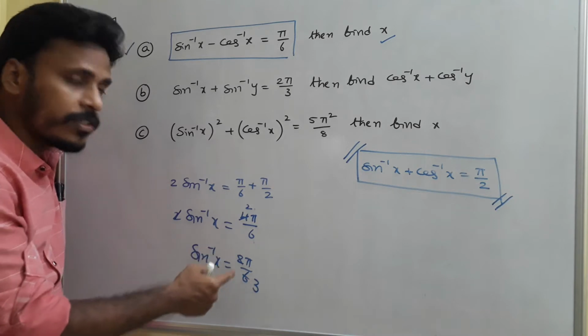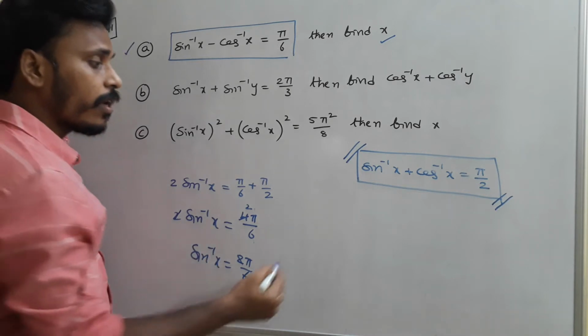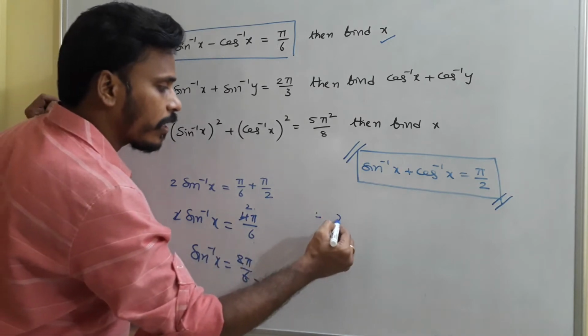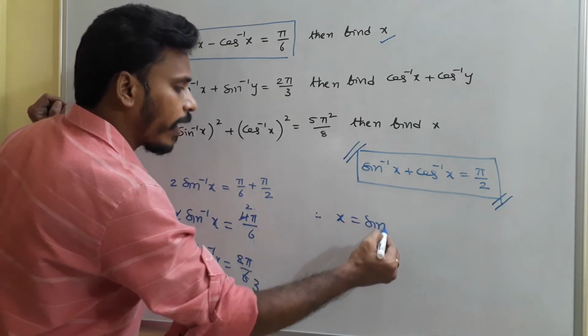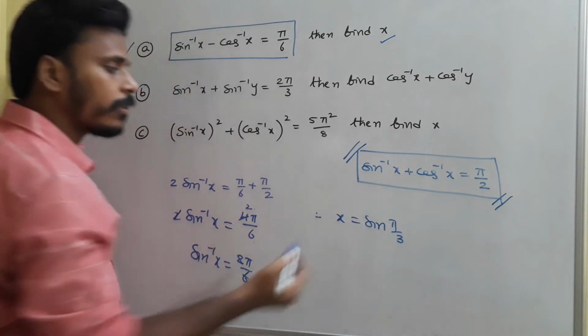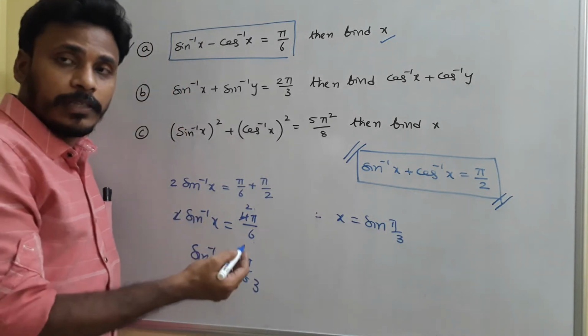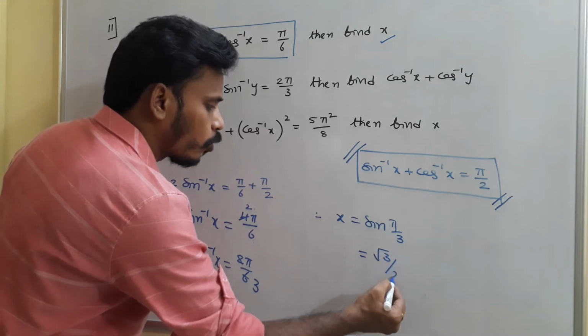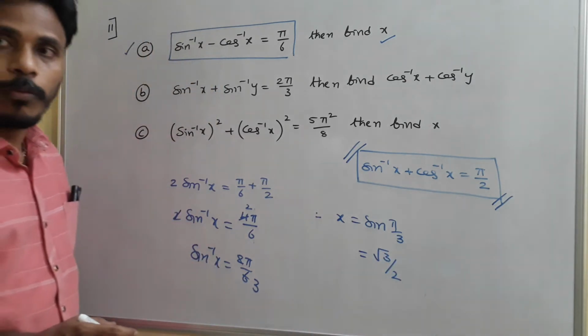Pi by 3 is in the range of sin inverse x. So since pi by 3 is in the range of sin inverse x, we can rewrite x as sin pi by 3. So what is sin pi by 3? Sin 60 degrees, which is simply root 3 by 2. There is the first problem.